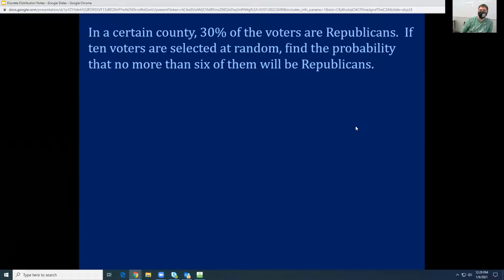So we got 30% of voters in a particular county are Republican. If 10 voters are selected at random, find the probability that no more than 6 of them will be Republicans. And you can do the next question: at least 7 are not Republicans. So we'll see how many of you guys have got this stuff really figured out.